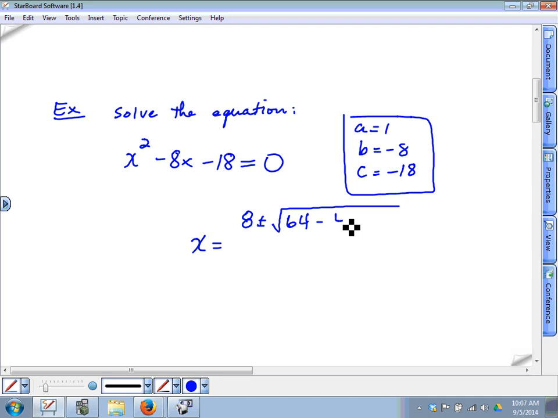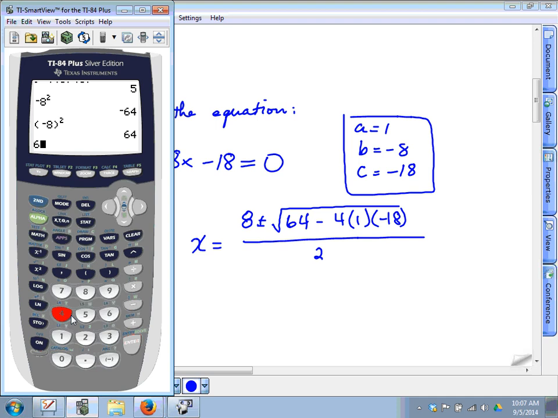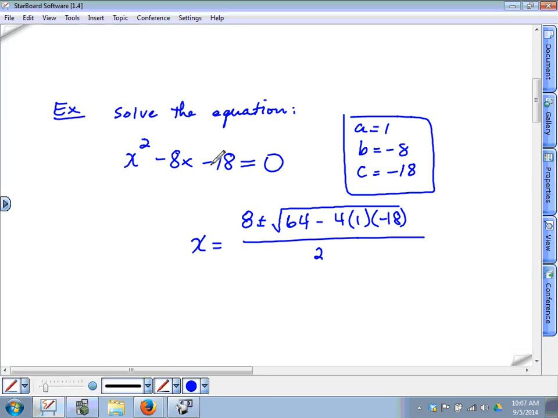So anyway, B squared minus 4 times A times C all over 2 times A, which is just 2. Now here's what I meant by not trying to do this in your head. 64 minus 4 parenthesis 1 parenthesis negative 18. It's so easy to do this on your calculator. 136.